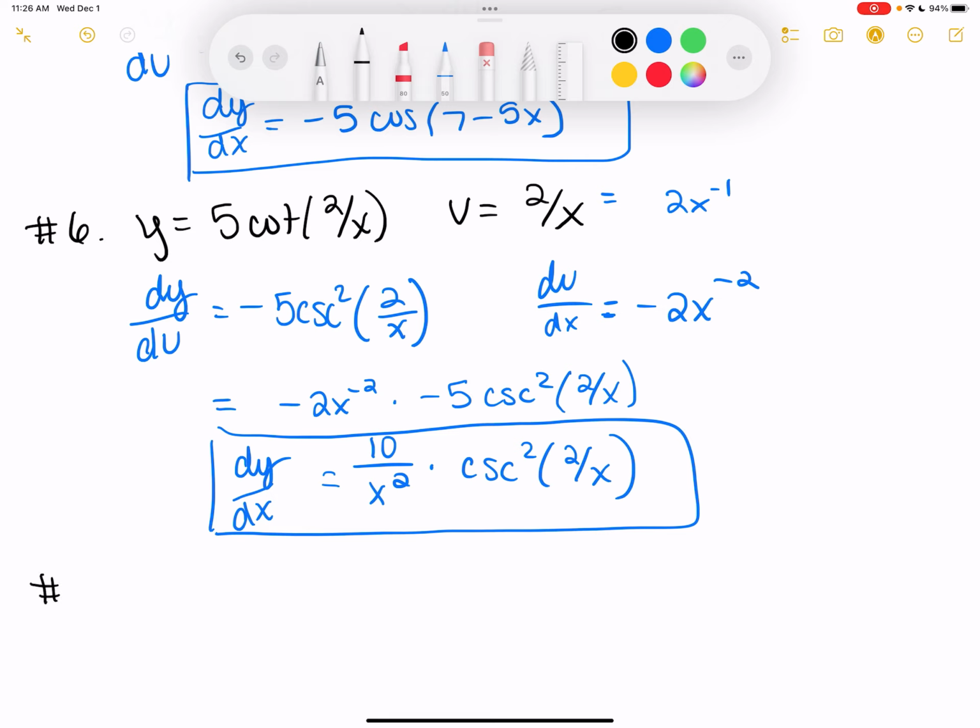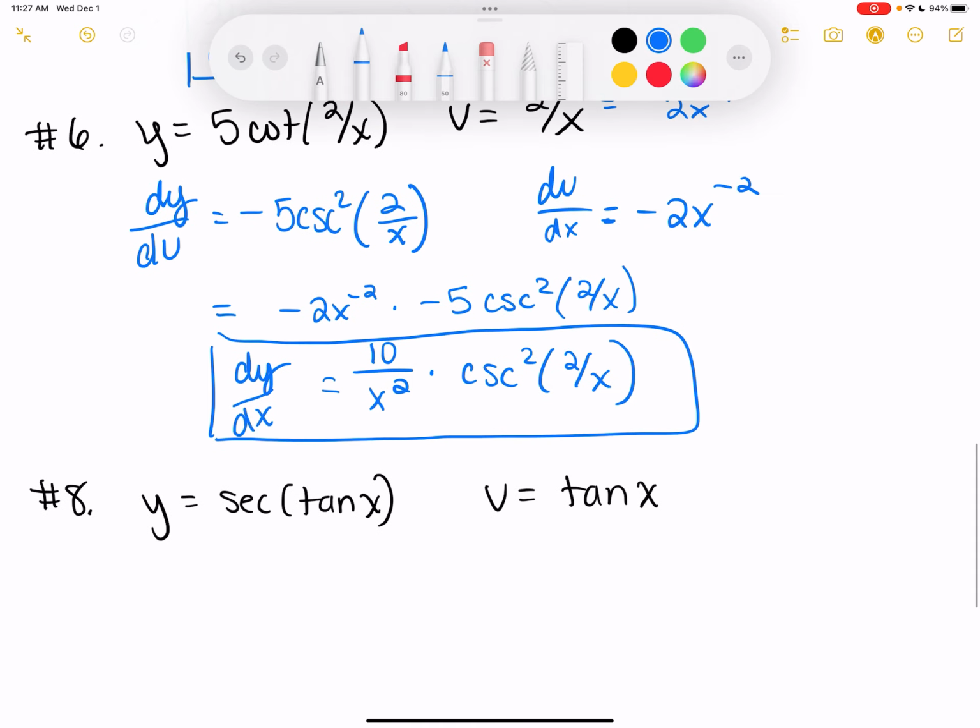All right, number 8. Y is equal to the secant of the tangent of x, and u is tangent of x. So I'm going to find dy du, and then I'm going to find du dx. So the derivative of secant is what?